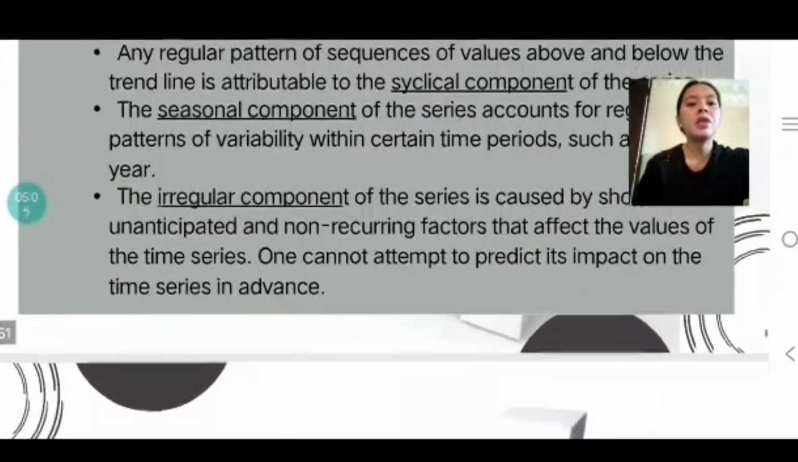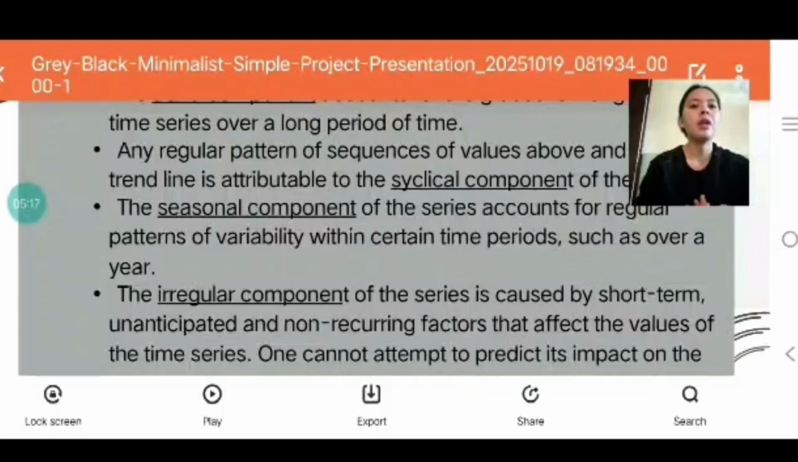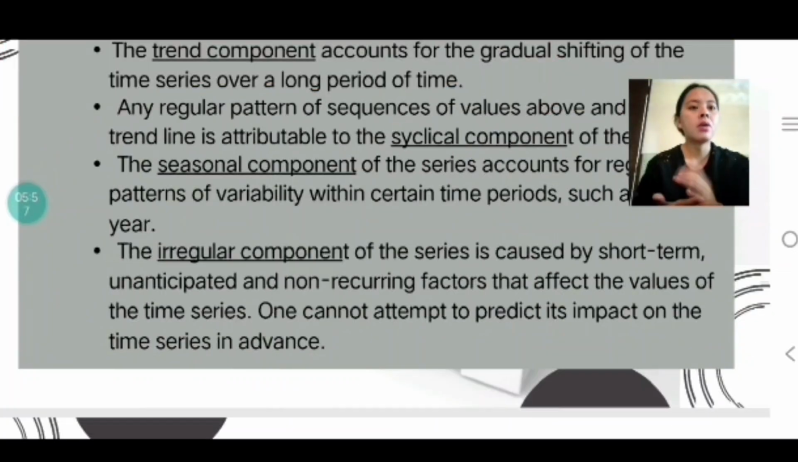And the seasonal naman accounts for regular patterns of variability within certain time periods such as over a year. So, mao ni siya ang permi nagataas ang ilang halin every December. Regular, mao ni siya ang caused by short-term, unanticipated, and non-recurring factors that affect the values of the time series. One cannot attempt to predict its impact on the time series in advance. Example ani kay if sarado imong tindahan tungod sa renovation.